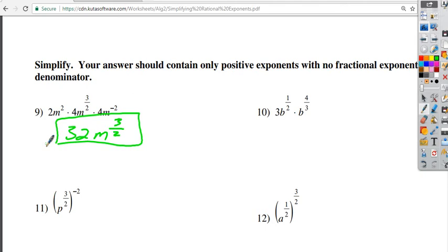Look at 10. Again, we've got b's, so we're going to add these exponents. Now, your calculator will add fractions. Okay, it's not a big deal. Or you can do them off to the side. Well, first of all, you know you're going to multiply the coefficients. 3 times 1 is 3. Then we need to deal with our fractions. So 1/2 is the same as.